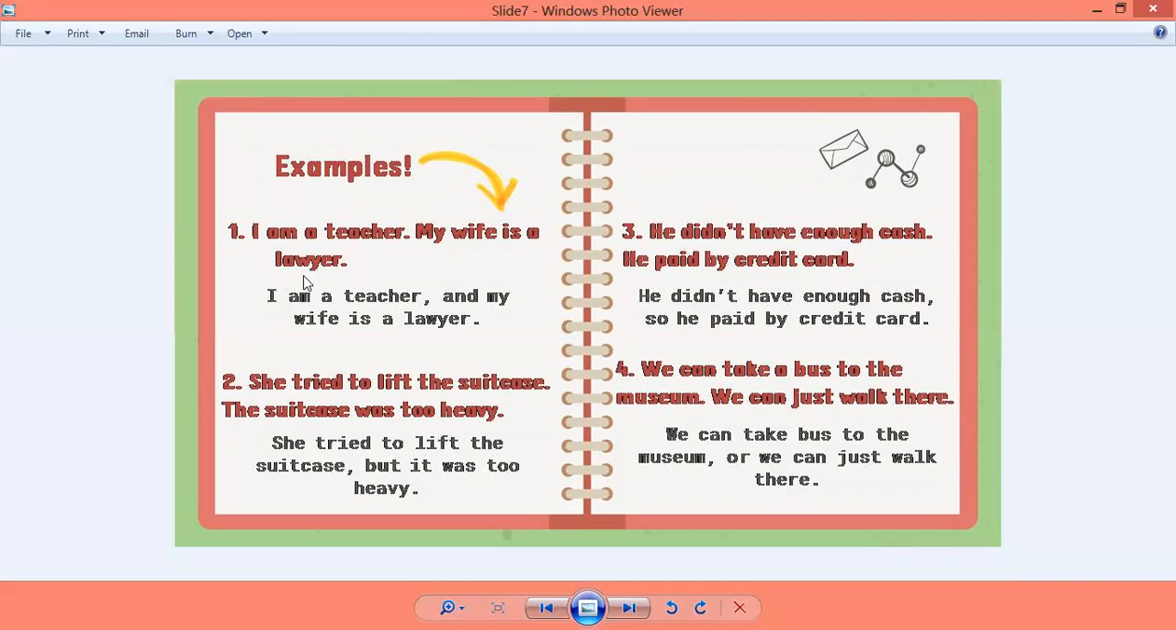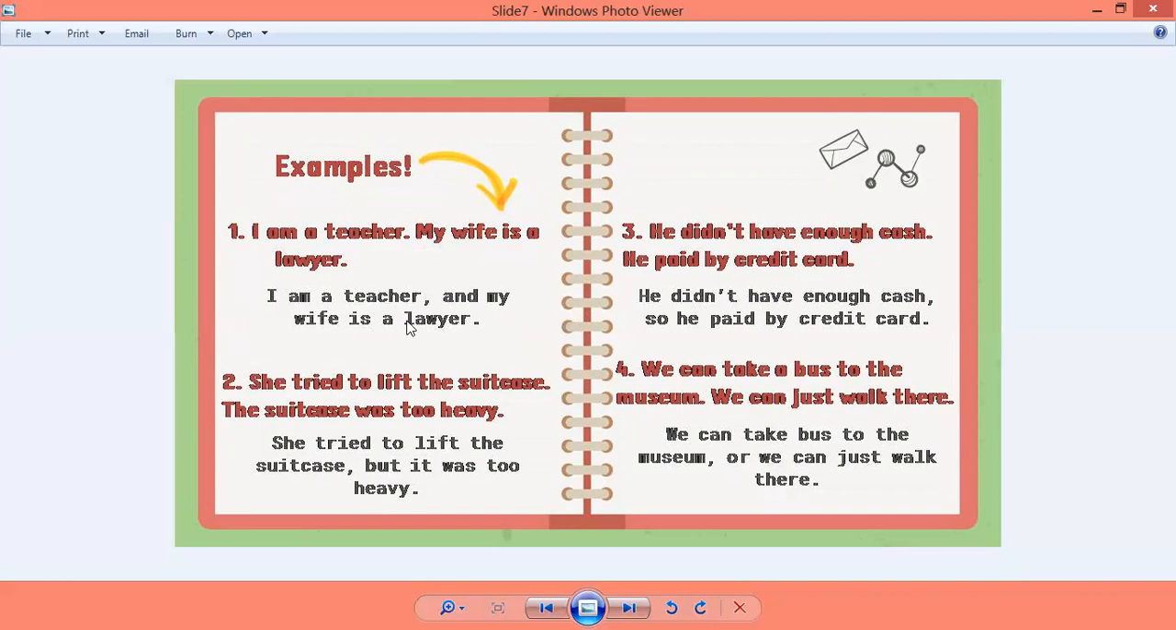Now we are going to use a word and combine these two sentences to form one sentence. So let us see. I am a teacher, comma, and my wife is a lawyer. What word did we use? We used and over here. By using and, we combined two sentences to form one whole sentence. Comma over here is very important. If you're not putting a comma, then it is going to be wrong.